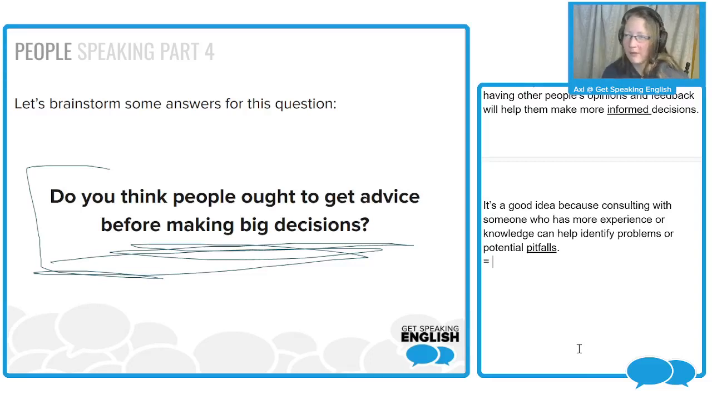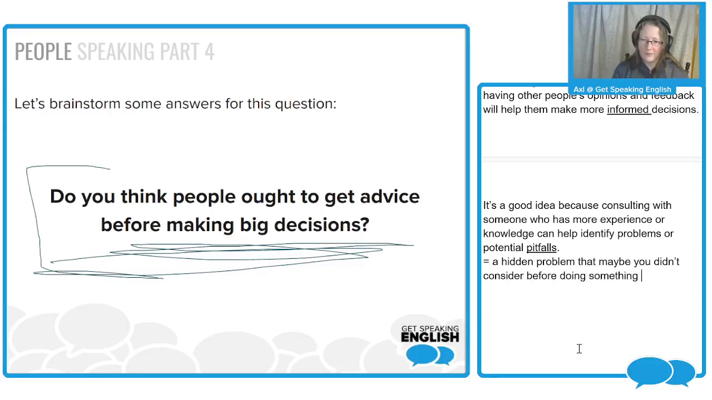It's usually a problem that happens because of something, but you didn't really think it was going to be a problem beforehand. So a hidden problem that maybe you didn't consider before doing something. So it's always important to look out for hidden problems or pitfalls, things that might come up as a result of your decision. So consulting other people can help you do that, right?